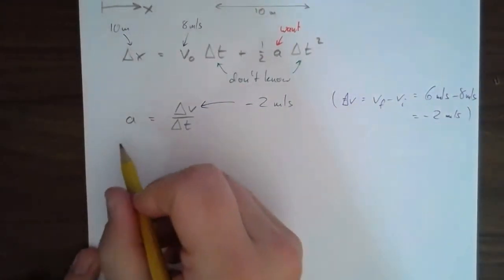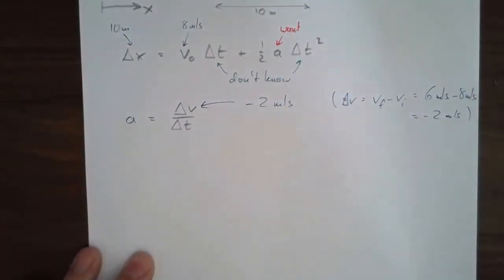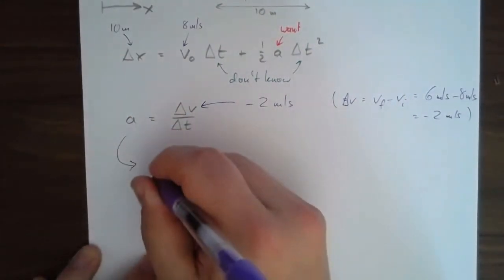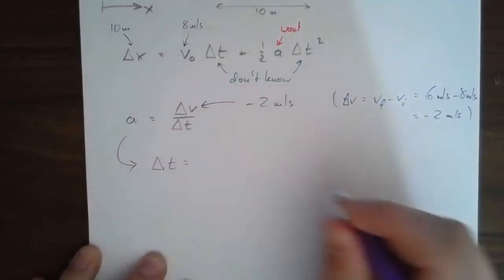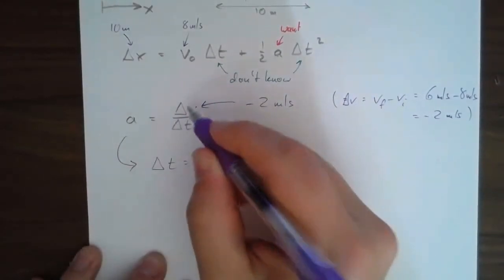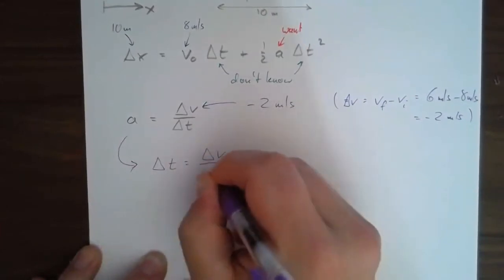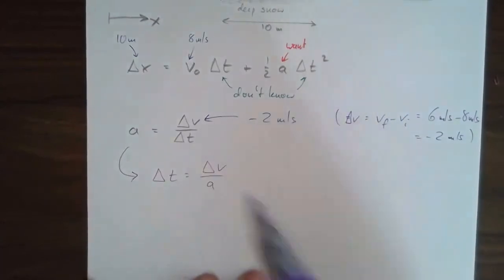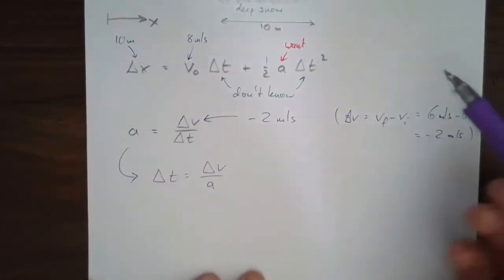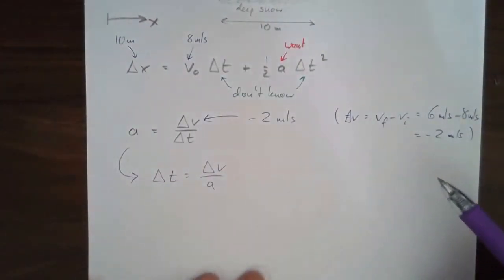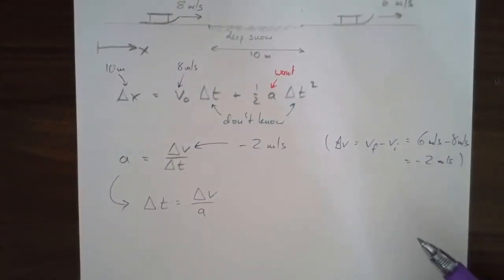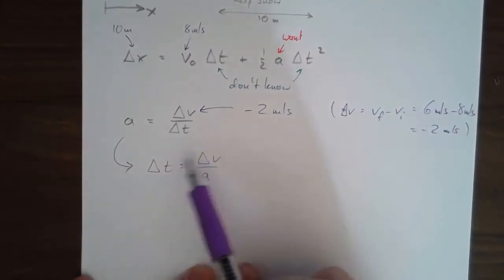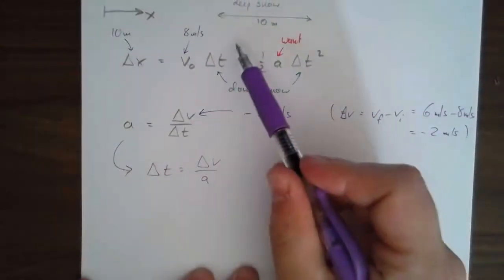So I want to take this equation here. Let me do this in color. This equation here gives me delta t is equal to delta v over a, right? I want to get rid of delta t in here because I don't know what it is, and I'm not being asked about it either. I just don't really care, right? So let's take this expression here for delta t and plug it into here.